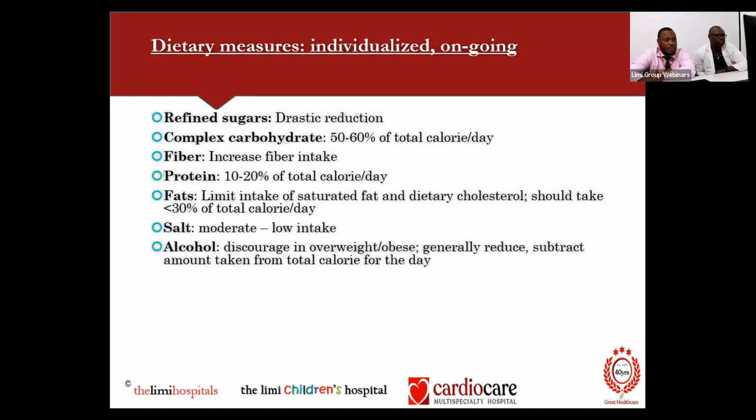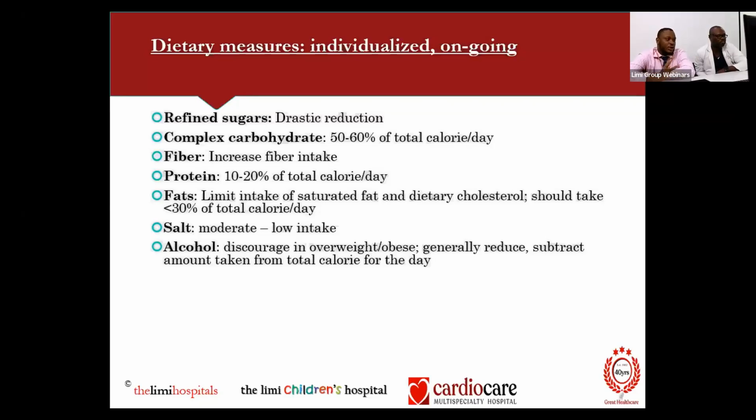The typical complex carbohydrates, things like rice, things like yam, things like swallow, eba, should be about 50% of the total calories per day. Then I always want to emphasize the need for fiber. A high fiber diet is very important. It's important in bowel movement, important in general health. So it's very, very important.